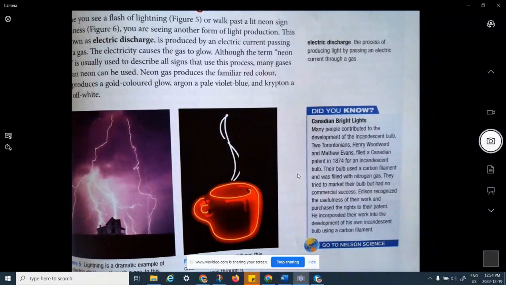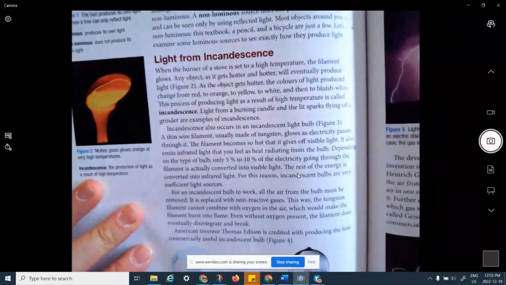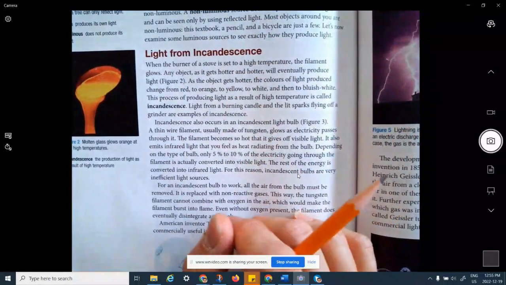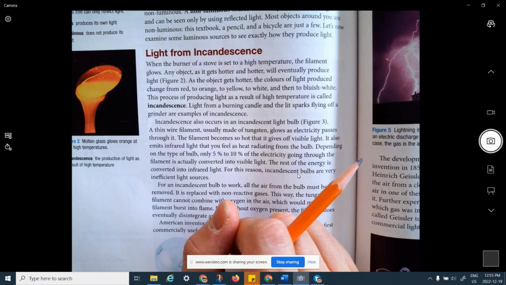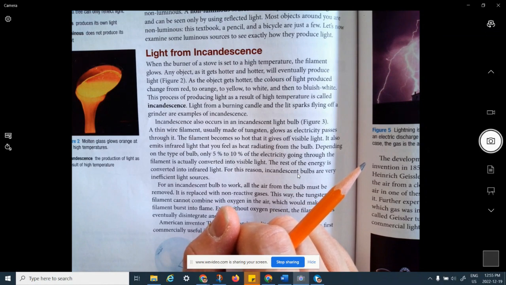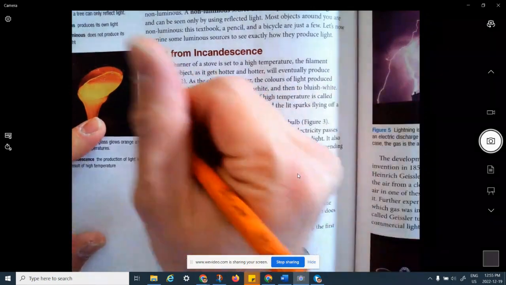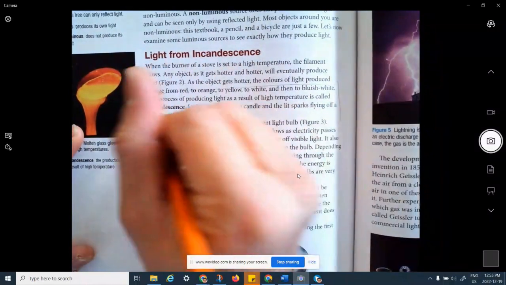Now, in terms of how lights are produced, let's quickly look through. I did ask you guys to read them and take some notes. So what can you say about light from incandescence? How does light get produced by the process of incandescence? Good. When you heat up an object, it will produce a certain amount of light.